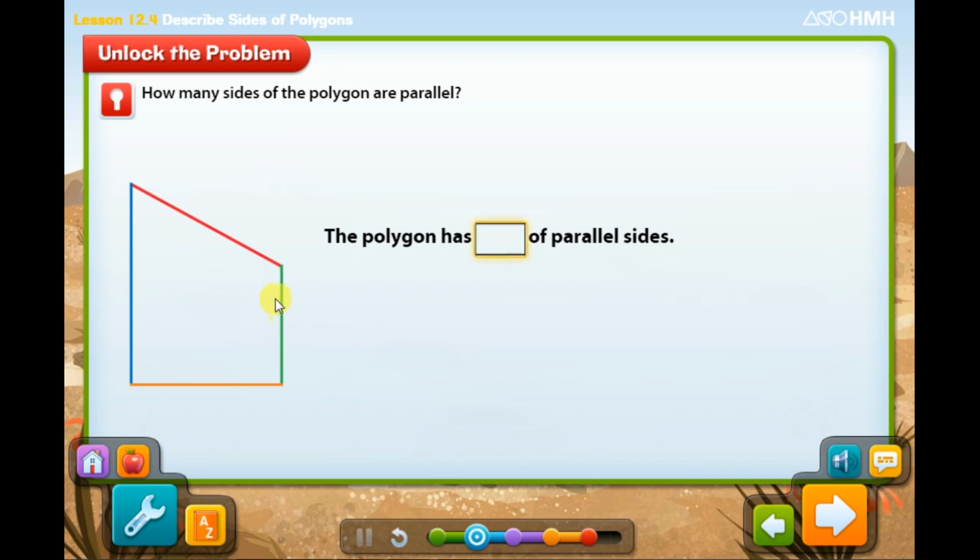Okay, and they have the same distance from each other. So this means the two lines are parallel. This means I have only one pair of parallel sides. The polygon has one pair of parallel sides. Only the blue and green sides are parallel.